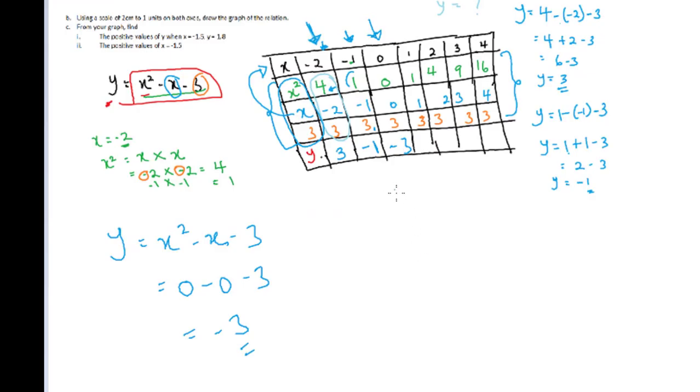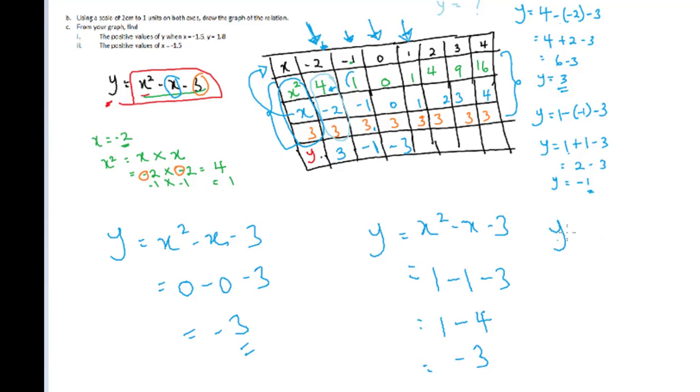Move on to the next one. Now, that is at the 1, when x is equal to 1. When x is equal to 1, our x squared was 1 minus 1 minus 3. So you're going to get 1 minus 4. You're going to get -3 again.